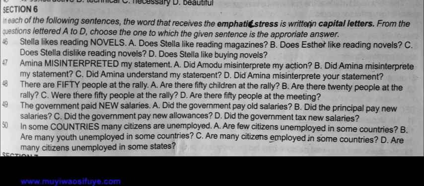Option A. Does Stella like reading magazines? Option B. Does Esther like reading novels? Option C. Does Stella dislike reading novels? And then option D. Does Stella like buying novels? Now you can see that the word novels is the emphatic stress, the word that is emphasized.